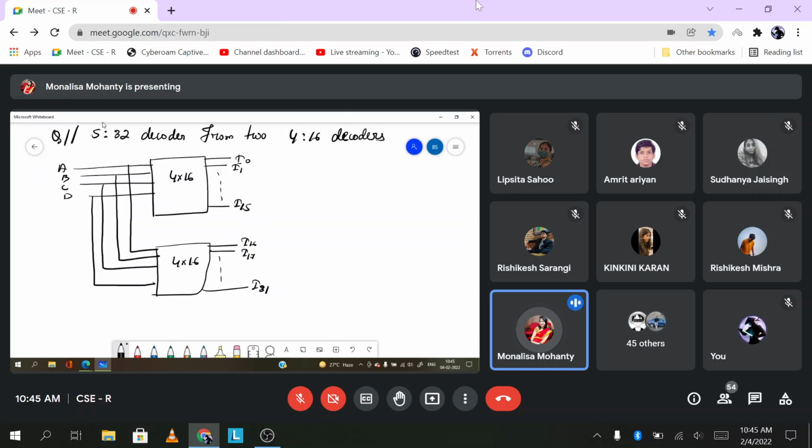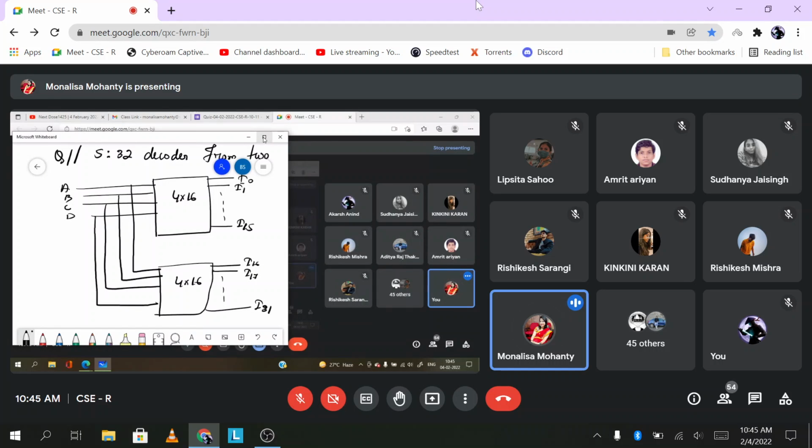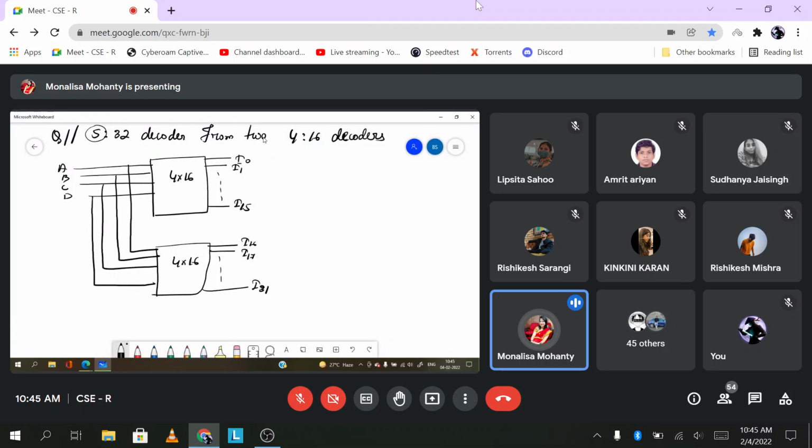But the question says you should have 5 input lines and here we have taken only 4 input lines. So the next input line I will take as the enable value. So here this is the enable. After passing through the NOT gate, suppose I'm using another element.